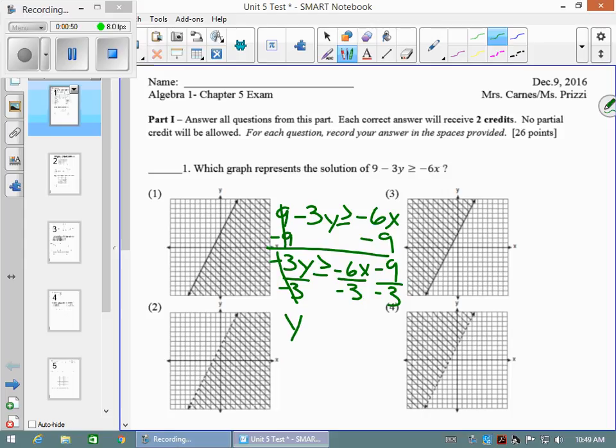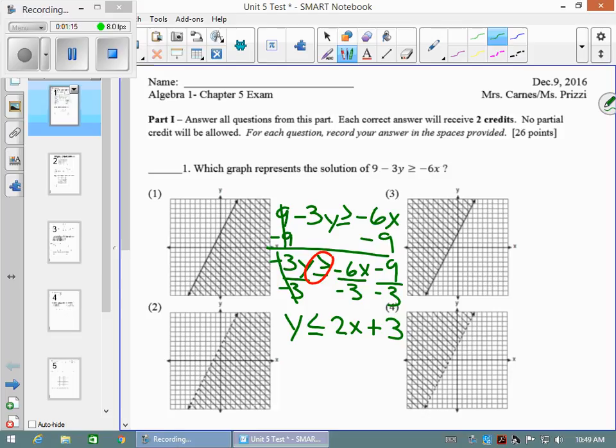Now I divided by a negative, so I need to make sure that I flip this sign, because when you divide by a negative, you flip your sign to have less than or equal to. This is going to be 2x plus 3. So negative divided by a negative is a positive. So if I look at all of my graphs, they do all have this y-intercept of 3 and the slope of a positive 2 over 1.